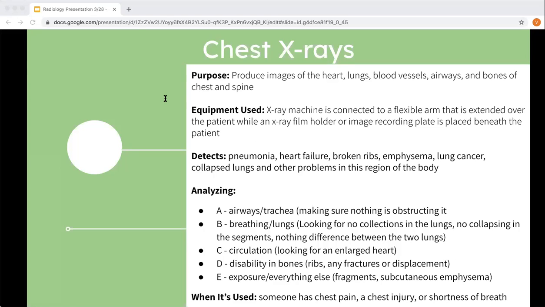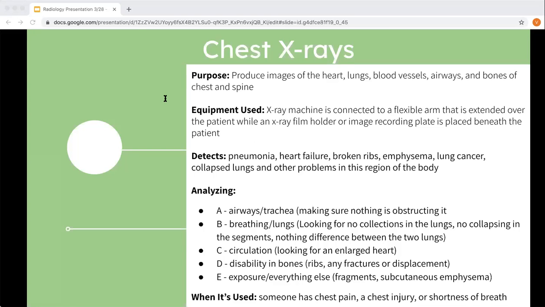To analyze a chest X-ray film, you can use A, B, C, D, E. First, look at the airway or trachea and check if anything such as foreign objects are obstructing it. Next, look at the lungs and note if there are any collections in the lungs, collapsing in the lung segments, or any differences between the two lungs.